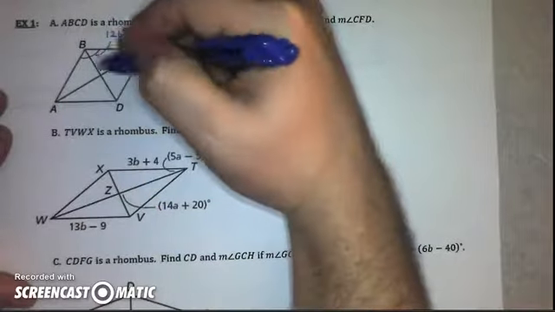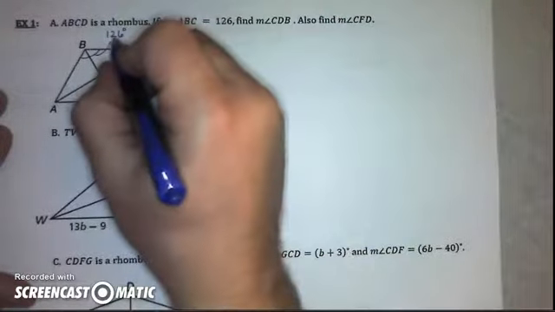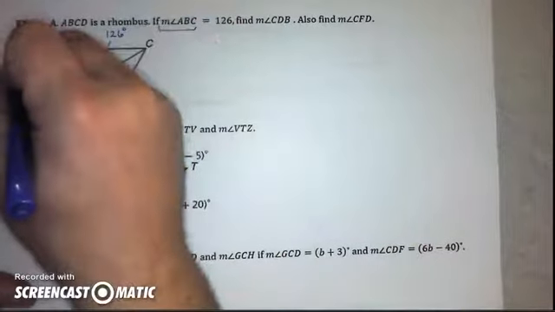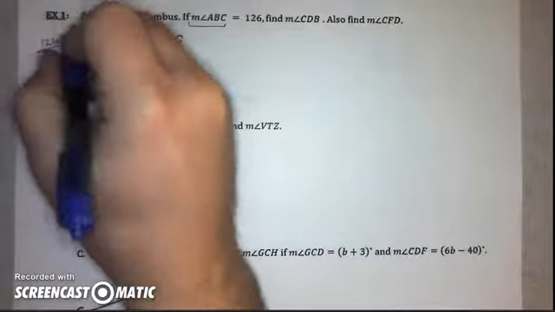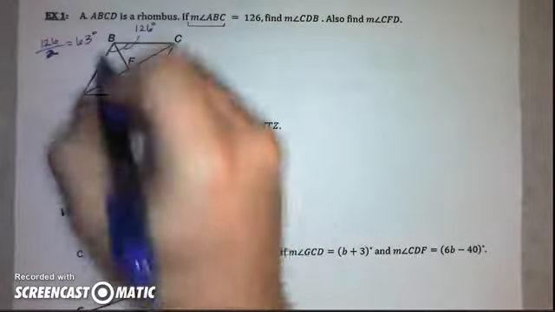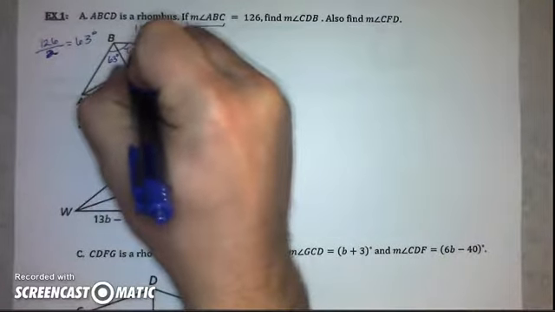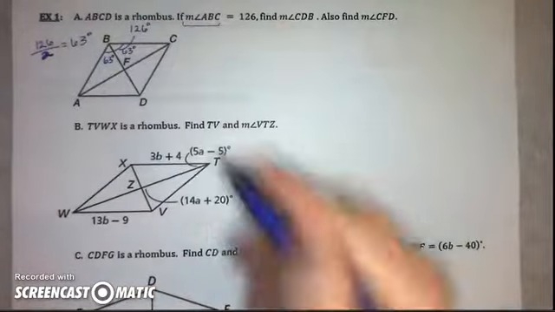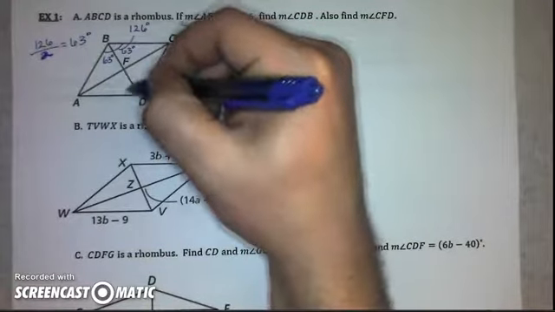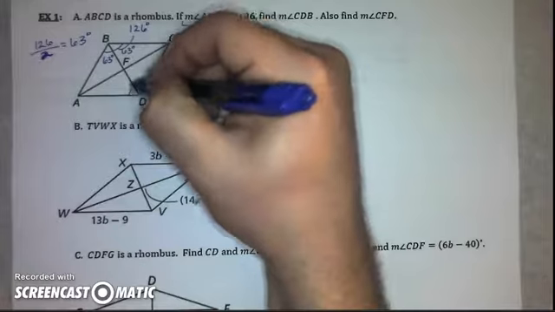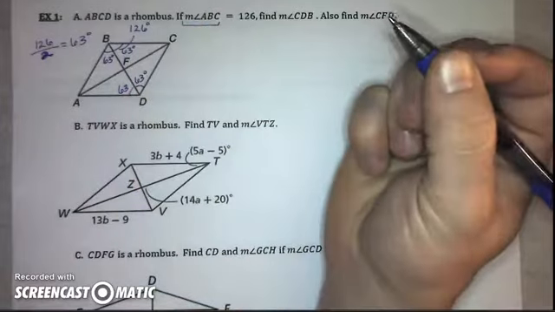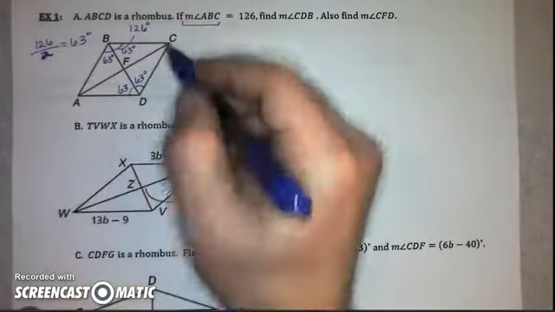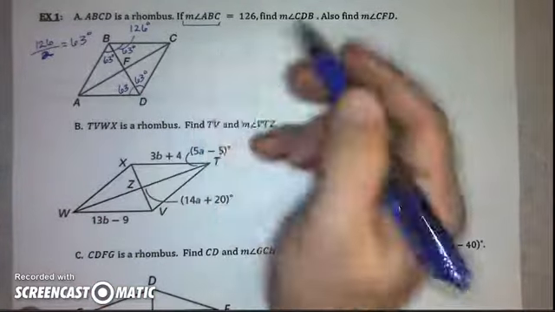Now, ABC is this entire angle measure. Remember that diagonals of a rhombus bisect these opposite angles. So we're going to think of what half of 126 is. If I take 126 and divide it by 2, because that's what bisect an angle means, cuts it in half, I get 63 degrees. So each of these angles is 63. And you see how I'm marking that in the diagram? That's probably what you want to do. Now, this diagonal bisects the other angle also. Opposite angles are congruent, so these are both going to be 63 also. So we're to find the measure of angle CDB. CDB is this angle right here, which is 63 degrees.